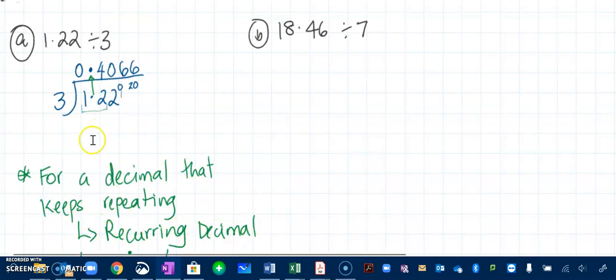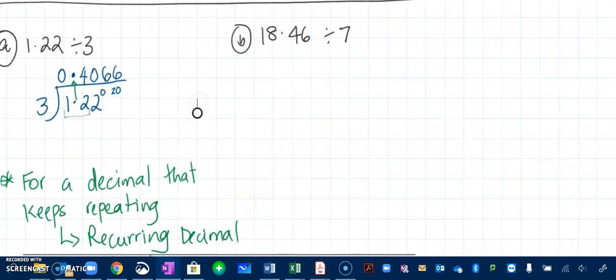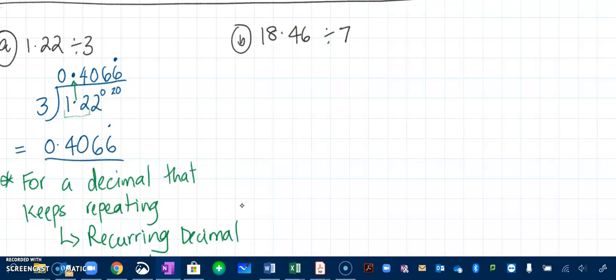Okay, so recurring decimal. The way we show a recurring decimal, I've got a little note over here, is you either put a little dot or an apostrophe on top of the number that keeps occurring. So we'll put a little dot on top of 6 to show that it keeps occurring. So the answer to this becomes 0.406 recurring.